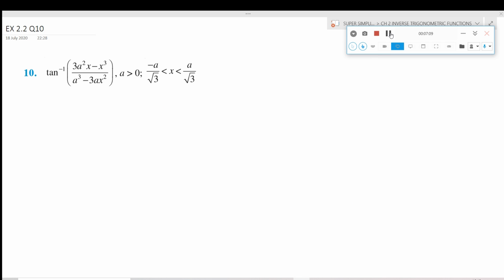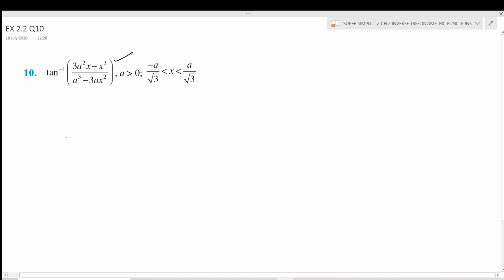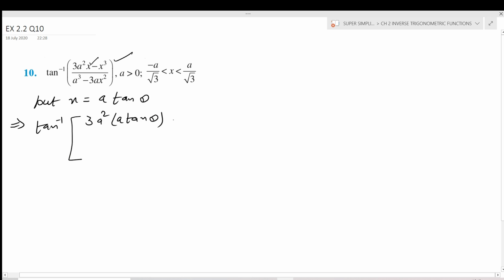Now we move to question number 10, and we have to simplify this given expression. As we can see, the expression in the bracket is very similar to the expression of tan 3 theta. So if I substitute x to be a tan theta, the given expression becomes tan inverse 3a square into a tan theta.